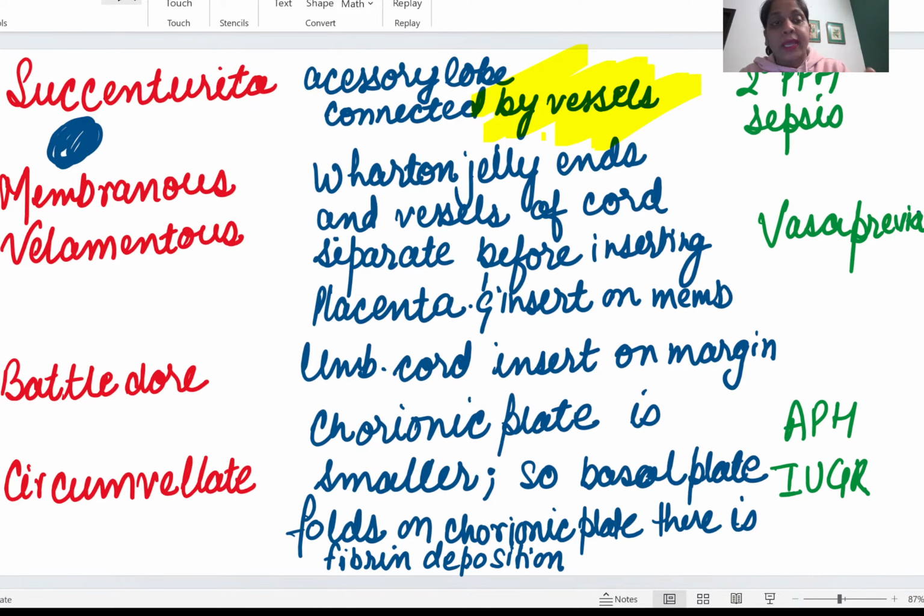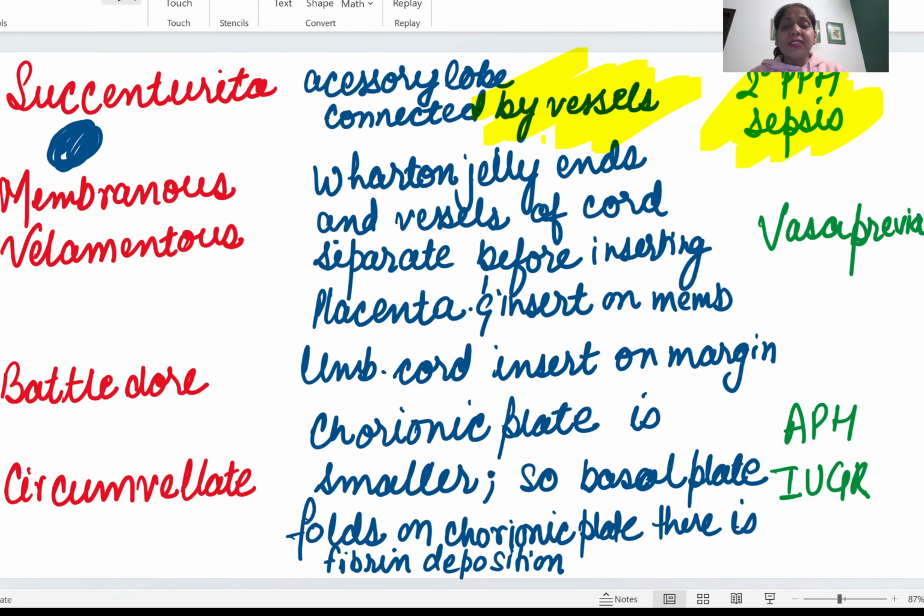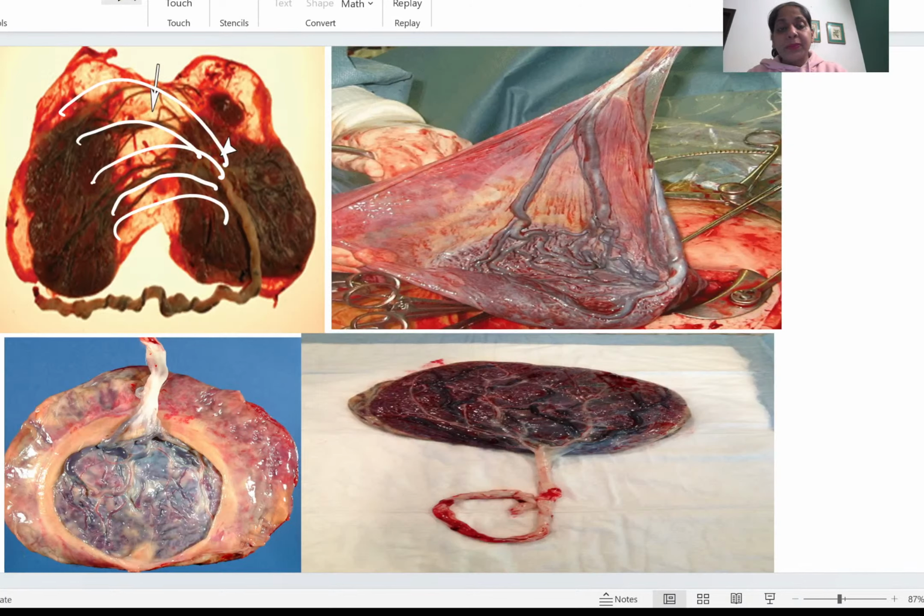What problem do we get by placenta succenturiata? That is the question which they ask you. It leads to secondary PPH, because when we take out the placenta, the main placenta comes out, and the accessory lobe, the extra part which was there, gets left inside the uterus, and it is responsible for secondary PPH and sepsis. Right. So now another type of placenta is membranous placenta.